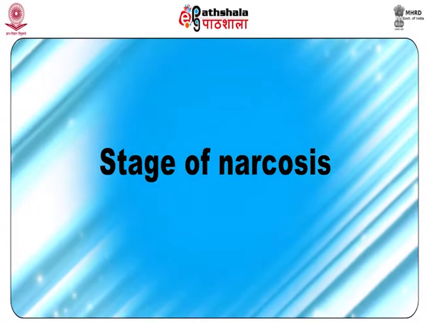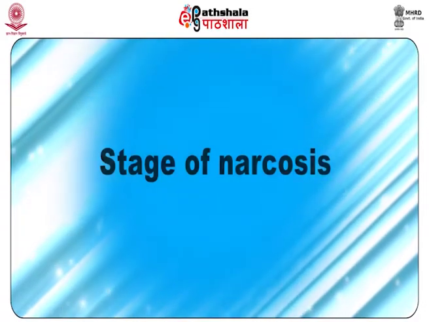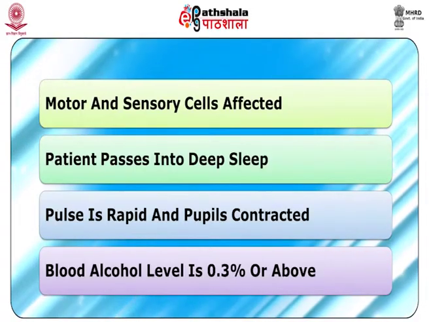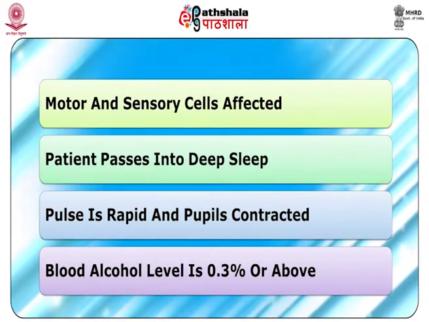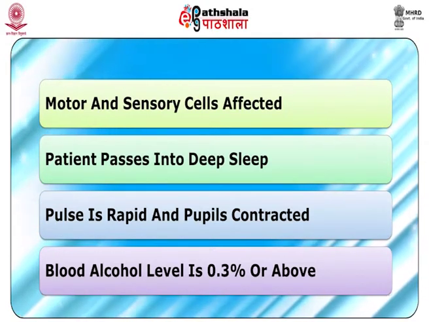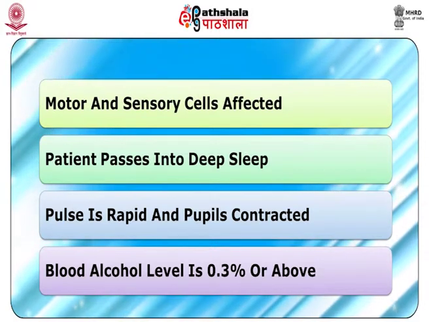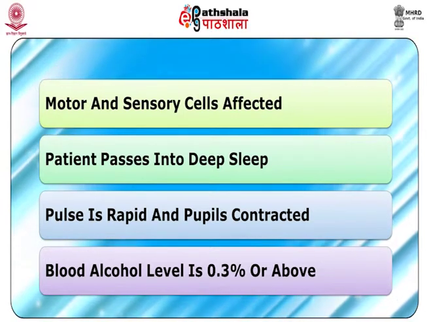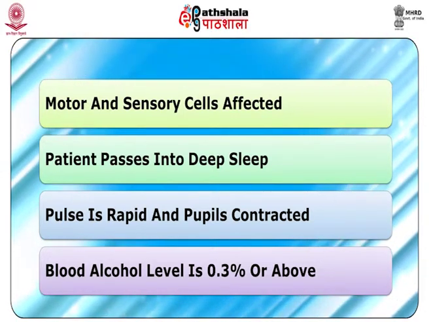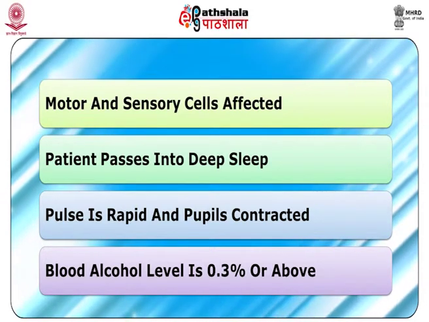Next, moving on to the stage of narcosis. In this stage, the motor and sensory cells are deeply affected. The patient passes into a deep sleep and responds only to strong stimuli. His pulse becomes rapid, pupils are contracted, and the temperature of the body falls below normal. In this stage, the blood alcohol level is 0.3% or above.